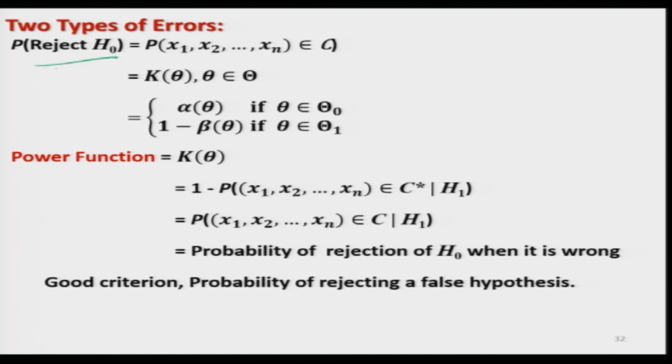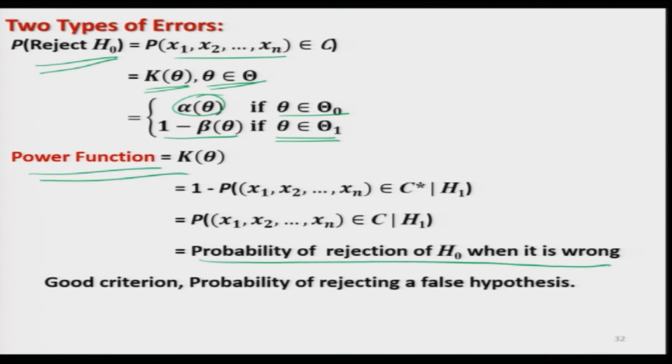If I combine these two things, I can write in general that the probability of rejecting H0 is the probability that x1, x2, xn belongs to C, and I can express this as a function of theta, k theta, where theta belongs to capital theta. It takes the value alpha, which I write as alpha theta to indicate that it depends on theta, when theta belongs to capital theta 0, and it equals 1 minus beta theta if theta belongs to capital theta 1. This k theta is called the power function. So, this is simply the probability of rejection of H0 when it is wrong, a good criterion: the probability of rejecting a false hypothesis.